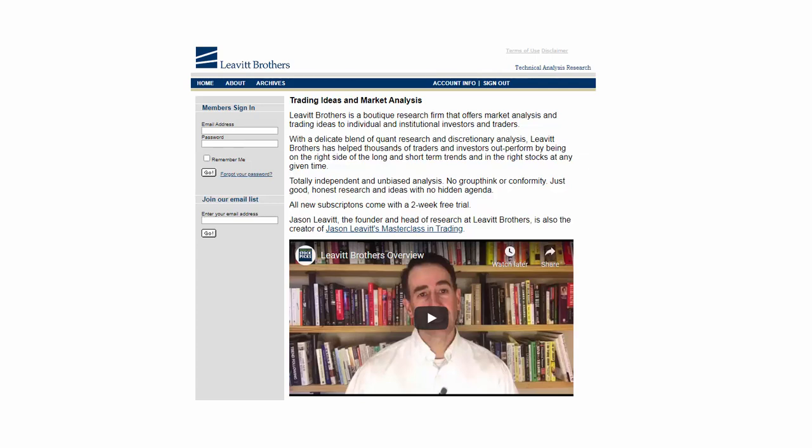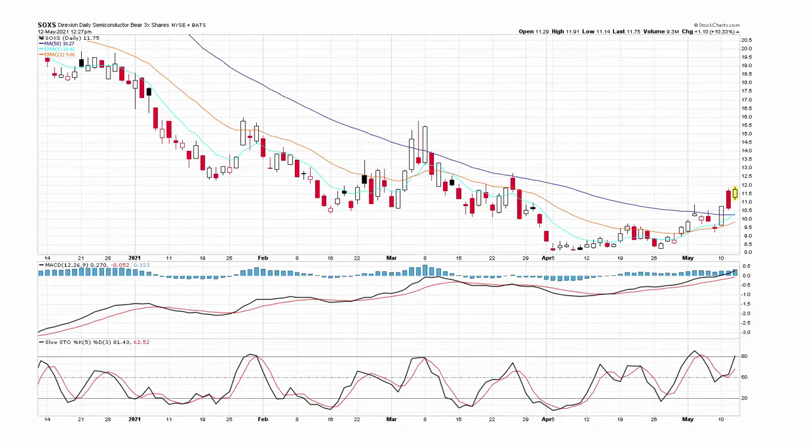All right, let's get to it. Let's go through a couple of very simple examples. All right, here is SOXS. It's the inverse leveraged semiconductor ETF. Okay, let's go through it.